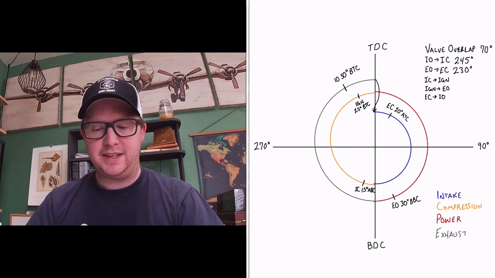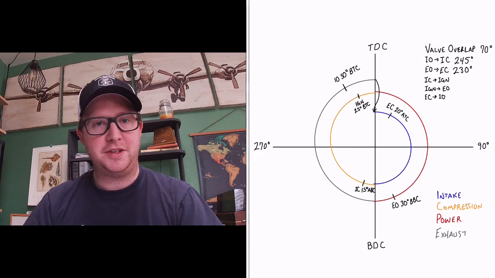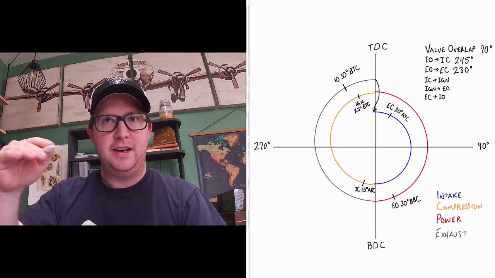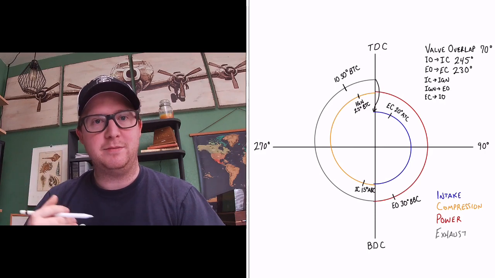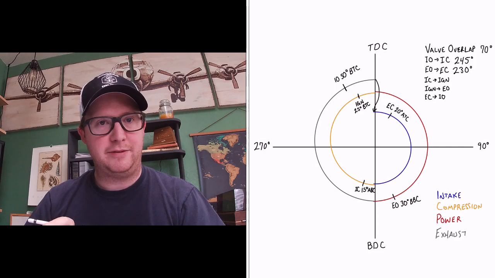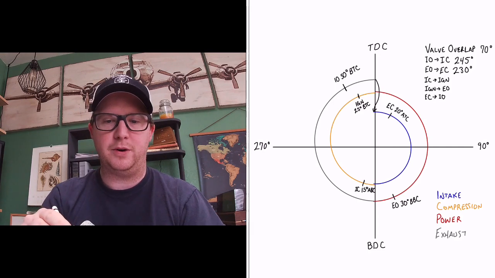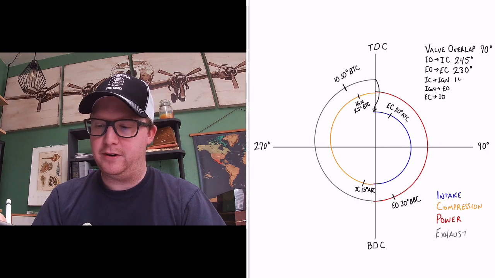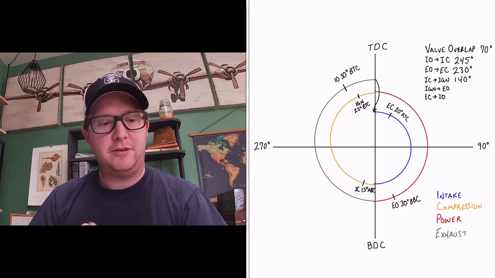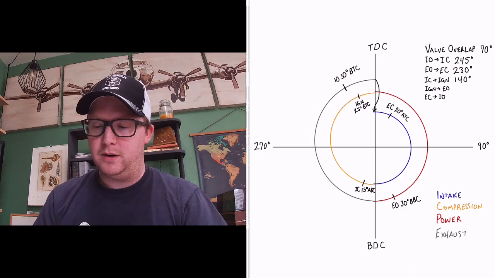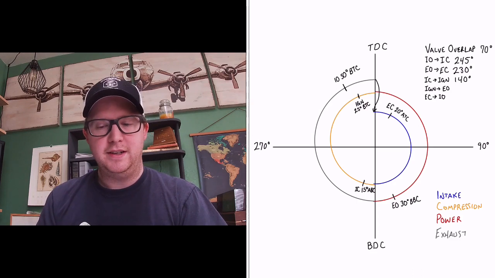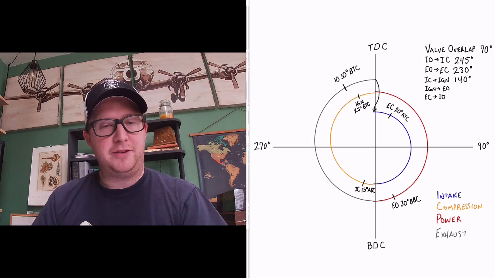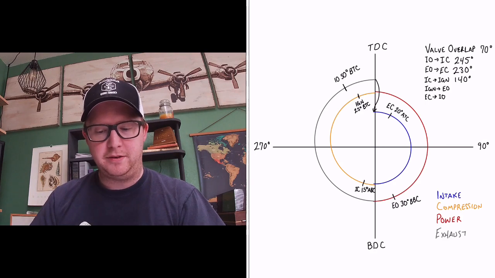So we have 15 degrees after bottom center on the compression stroke. So we take that 155 we've determined, we subtract another 15 degrees off of that, and that gives us 140 degrees. So again, to answer that, we have 140 degrees of crankshaft travel between those two events, or in this case, we have 140 degrees after the intake valve closes prior to ignition happening.